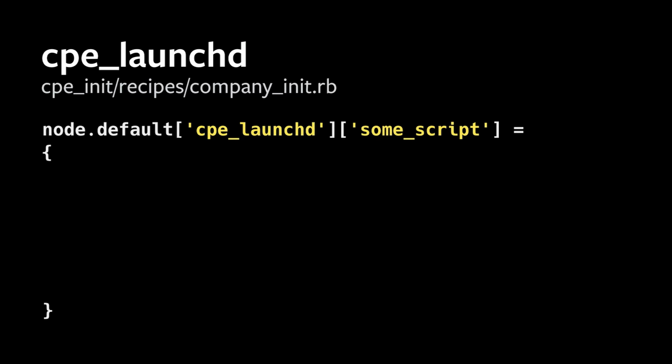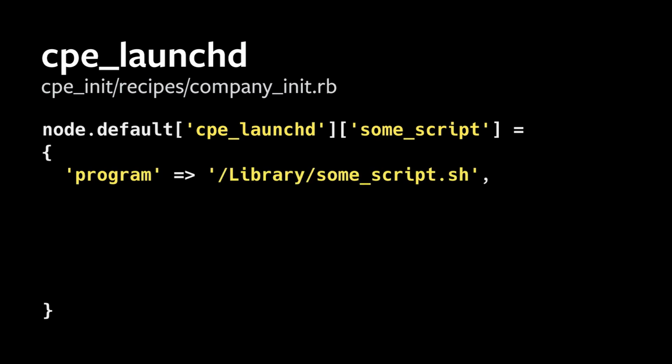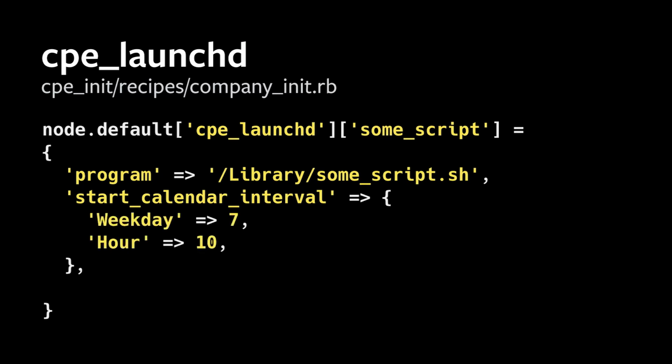And inside that hash, this is going to start looking familiar. You'll have program, which is the program key in the launch statement, and then the path to whatever it is that that launch statement is running. Another key we might have is the start calendar interval, which is another hash. You can see the curly braces, so we're going to store more information in there. And for this, it's weekday 7, which is Sunday. Could also be 0. Hour is 10, so it'll run at 10 in the morning every Sunday. And this is exactly mapped one-to-one to LaunchD's plist format.